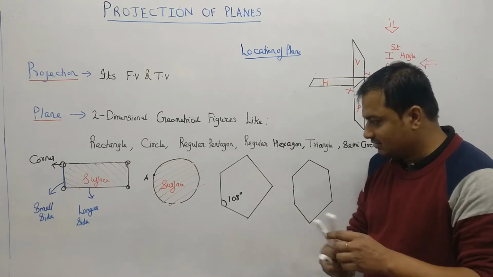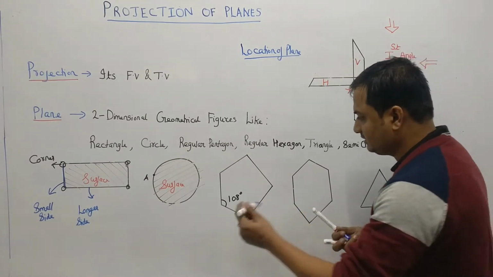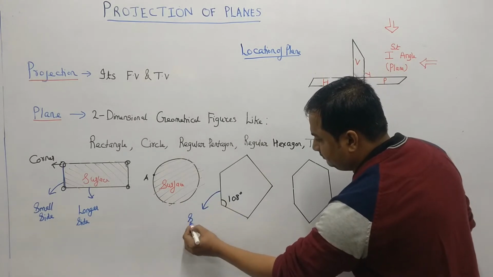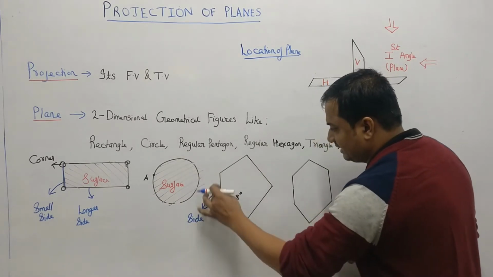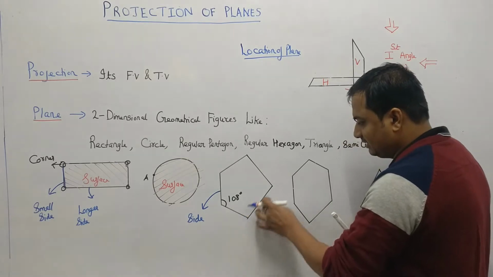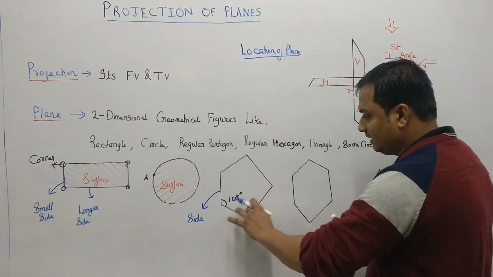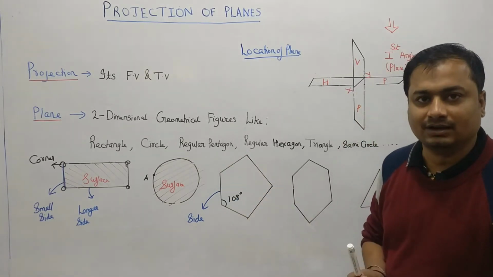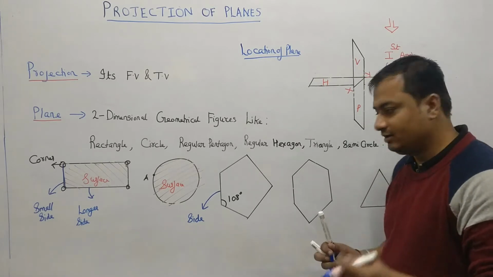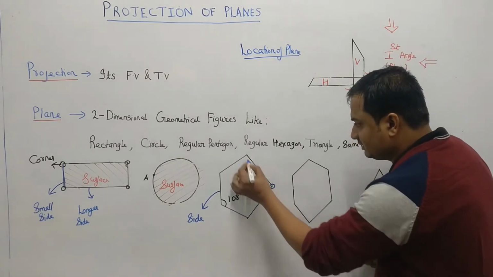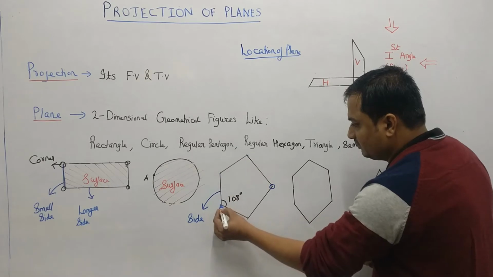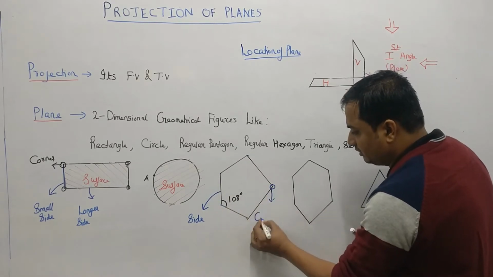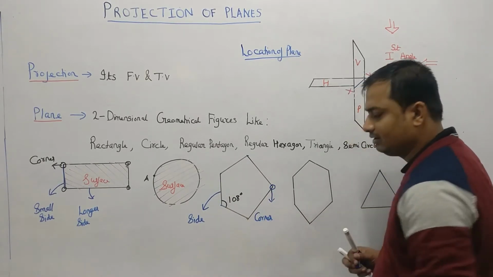Now what is the side here? So this is called the side of the pentagon. This will be the side 1, this is the side 2, third side, fourth and fifth side. So these are the sides of the regular pentagon. Now what will be the corner? So this will be the corner, this will be the corner, this will be the corner, this will be the corner. So this will be the corner of the regular pentagon.